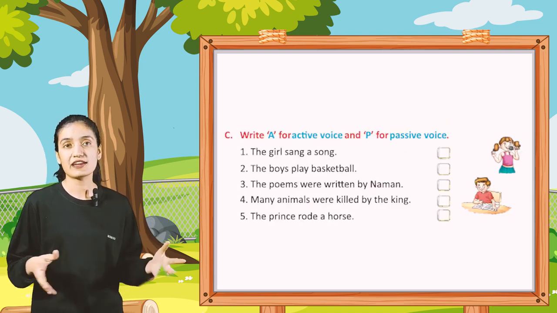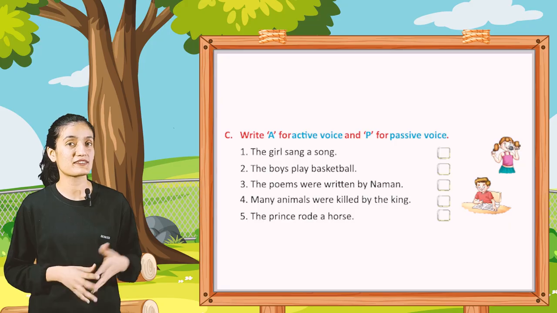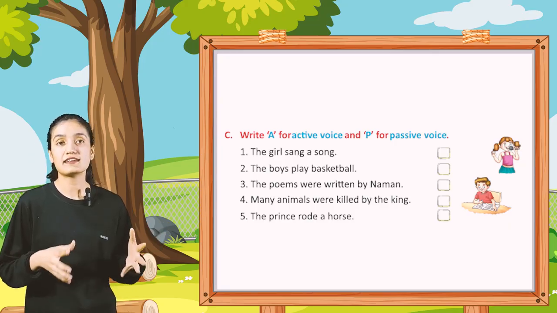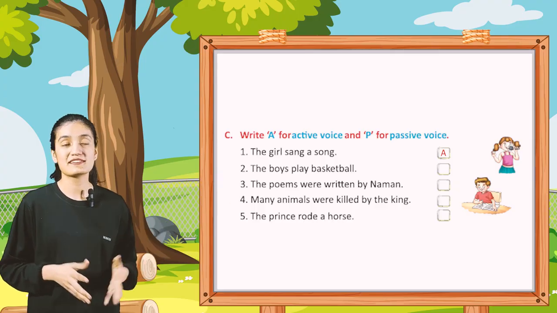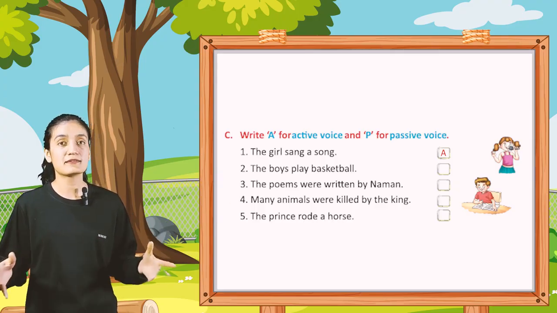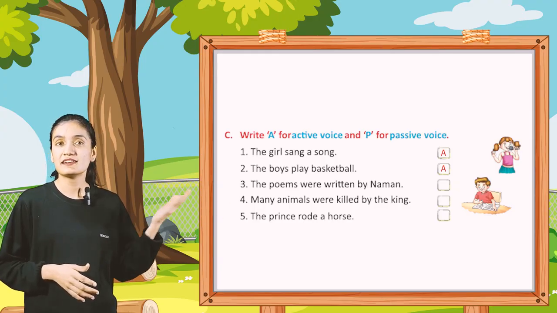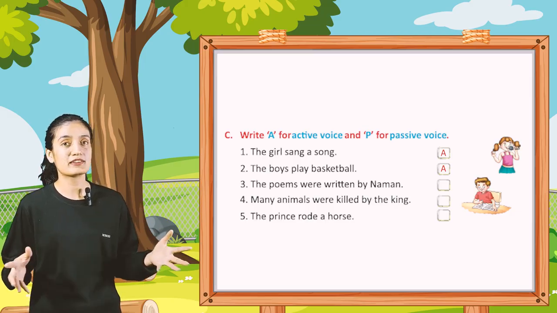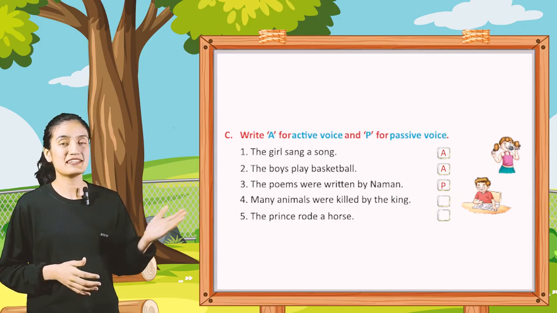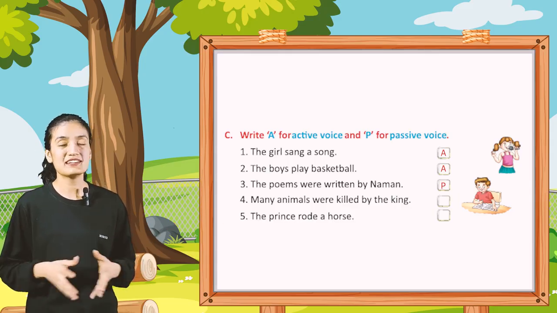C. Write A for active voice and P for passive voice. First, the girl sang a song. So you will write A because it's active voice. Second, the boy plays basketball. It is A. Third, the poem was written by Naman. So you will write P. It is passive voice. Similarly, do the rest.